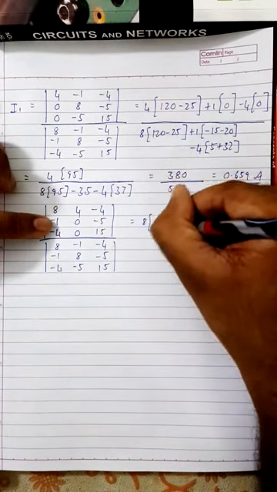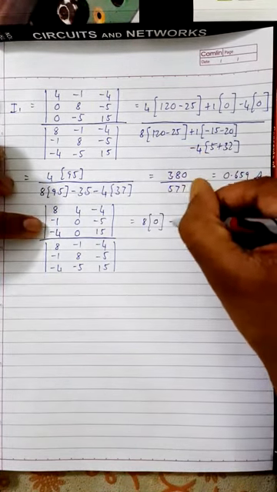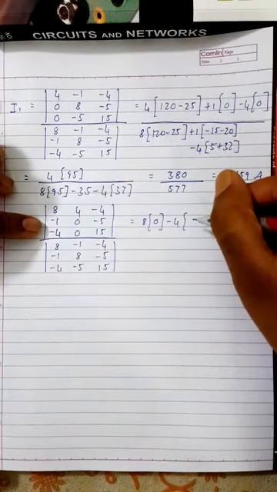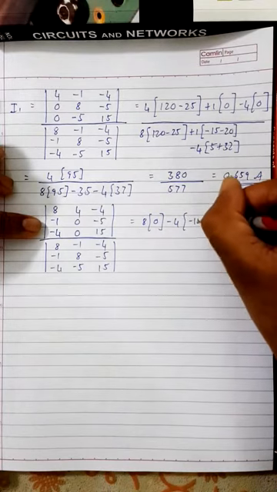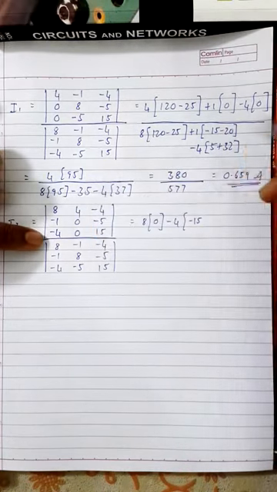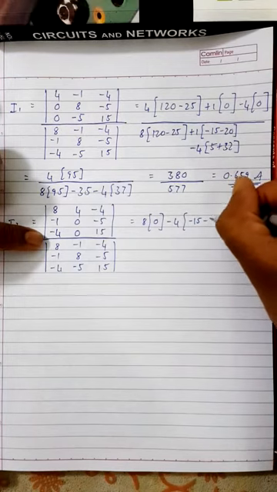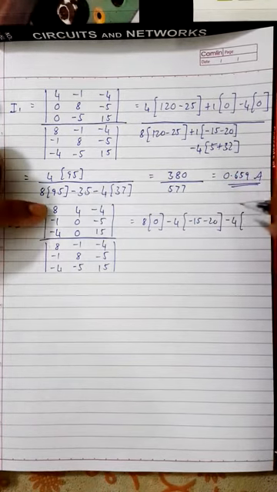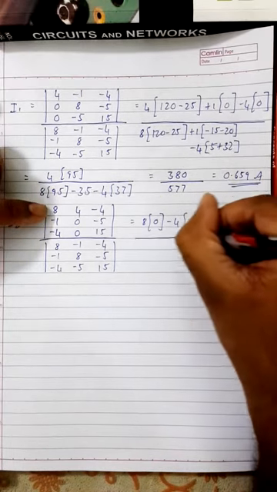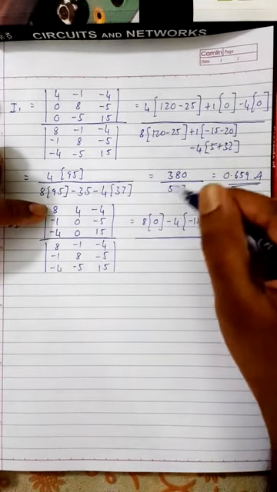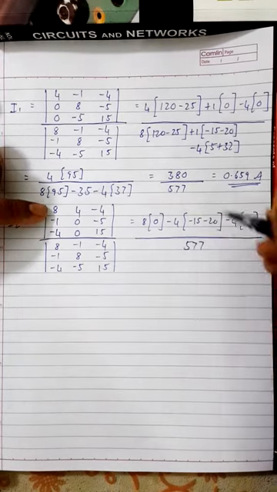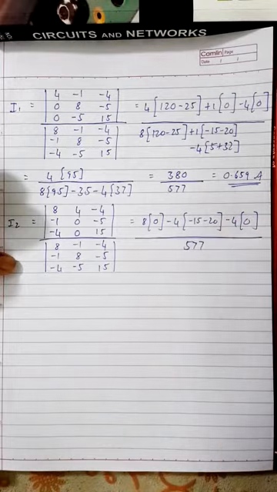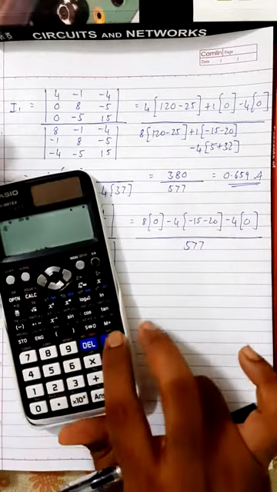So here we have 8 into 0, nothing, minus 4 into minus 15 and minus 20, right? Minus 4 into 0, that is the numerator, and the denominator is the same, that is 577. See, this is why I found the denominator separately, so that I don't have to find it again, right? So try to save time as much as possible for these kind of questions.